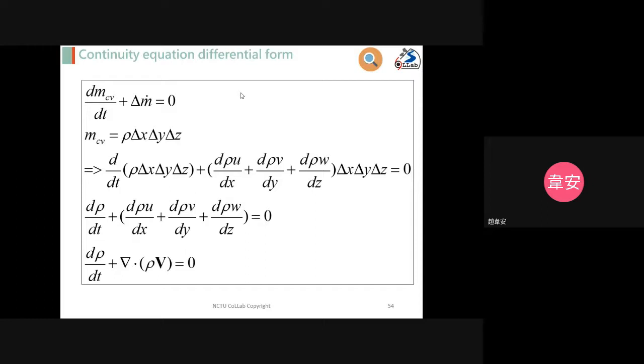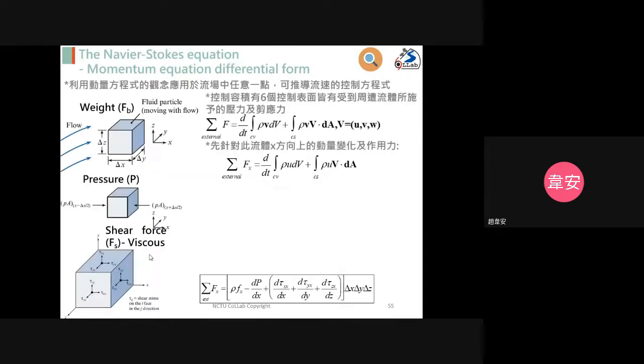As I taught you the continuity equation in differential form, right down here, for the momentum equation we still have a differential form, and I will teach you how to derive the momentum equation in differential form.